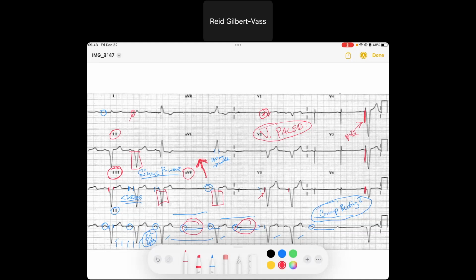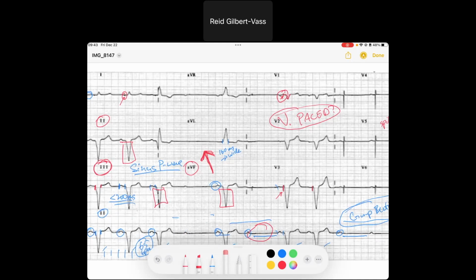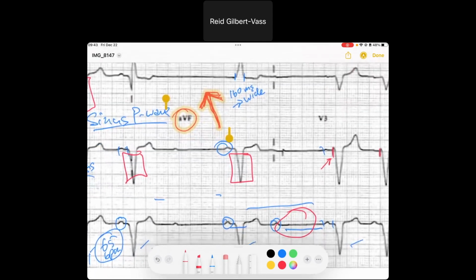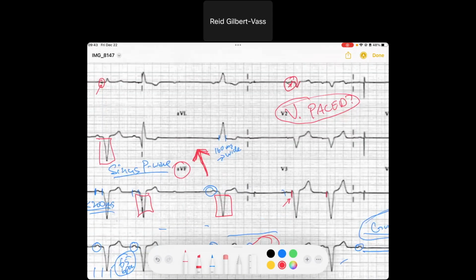Well, you could look at this and say, maybe it's because there's no pacemaker spike there. Is the pacemaker not firing versus is it not capturing? Not capturing would mean that there is a spike, but no ventricular depolarization, right? And so let's take a look and see.